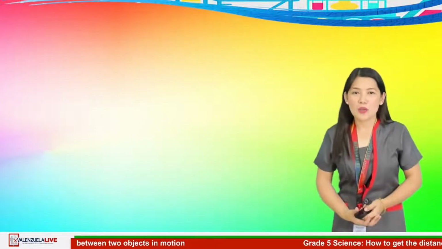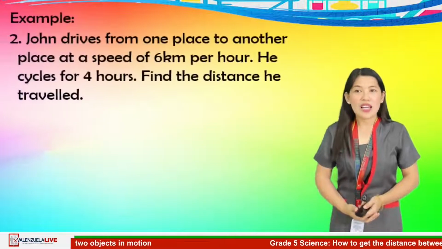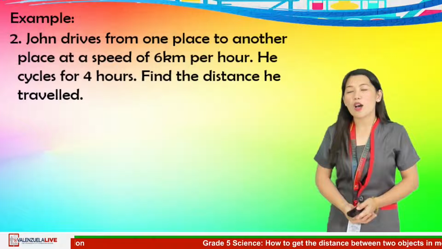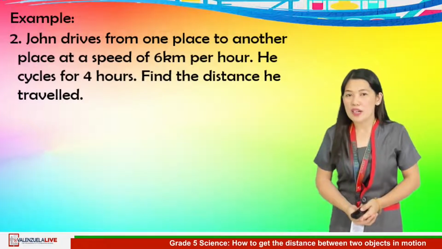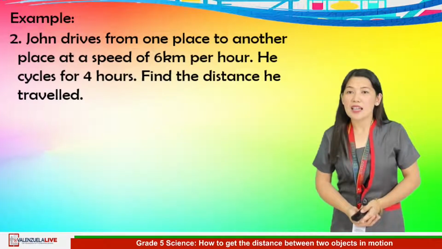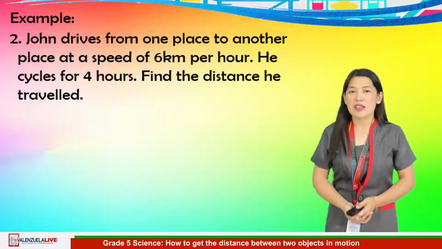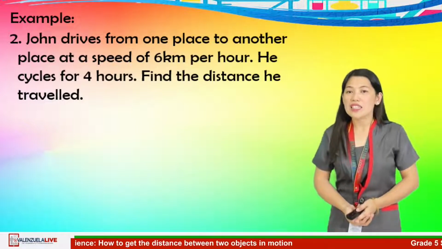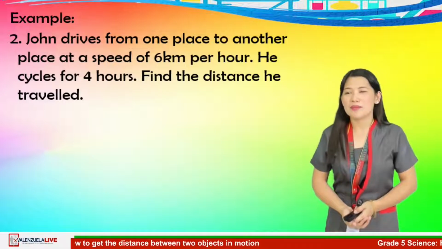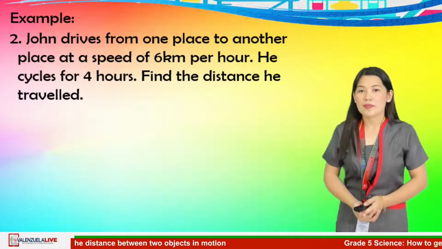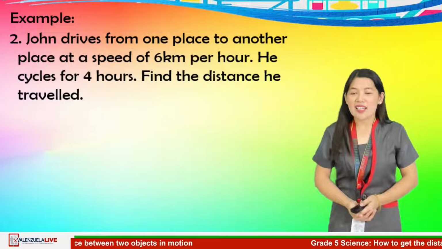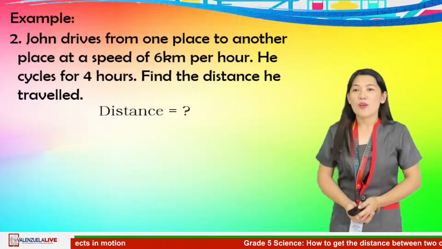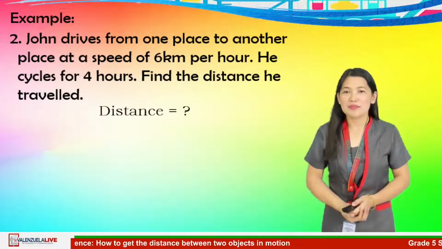Example number 2. John drives from one place to another place at a speed of 6 kilometers per hour. He cycles for 4 hours. Find the distance he traveled. What is asked in the problem? Correct! The answer is distance. What are they given?